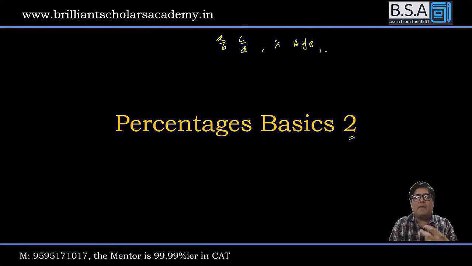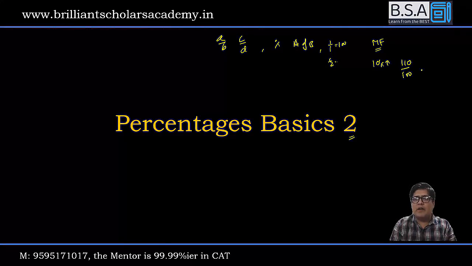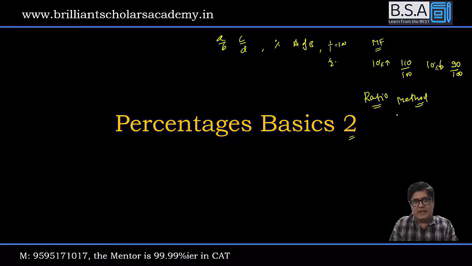फिर हमने क्या किया? We remembered 1 by 1 is what percentage, 1 by 2 is what percentage. Then we went after multiplying factor. How do we increase percentage? How do we decrease percentage? 10% increase करना है 110 upon 100. 10% decrease करना है 90 upon 100. We have done these things. Then we saw something very beautiful, the ratio method. The ratio method of percentage increase and percentage decrease.